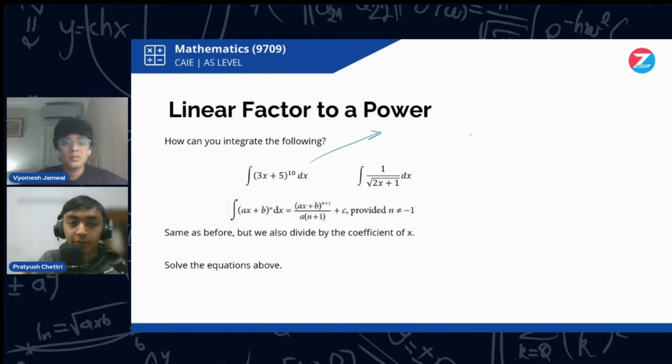Okay. So let's solve the equations. For this one, I'm going to do 3x plus 5. I'm going to increase the power by 1, 11. And then I'm going to divide by that power, 11. I'm going to multiply by the coefficient of x. So I'm going to multiply by 3. Yeah, wait, no. I've just done it. So once I've done the operation, the signs disappear. Remember my plus c. So this is 3x plus 5 to the power 11 over 33 plus c.